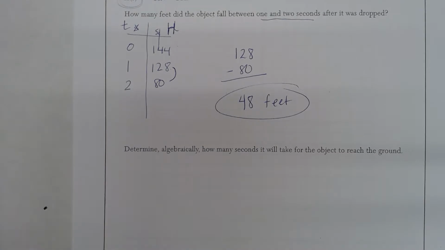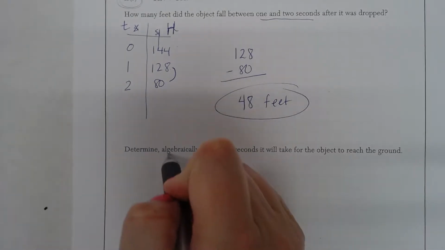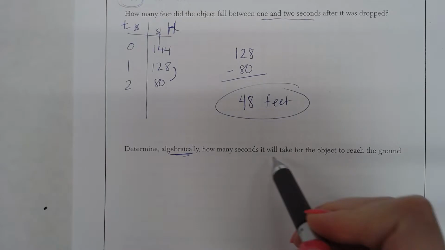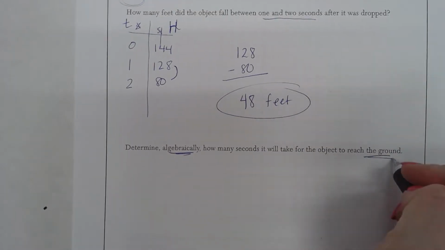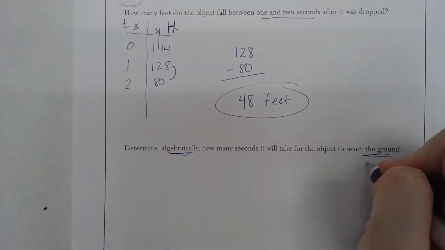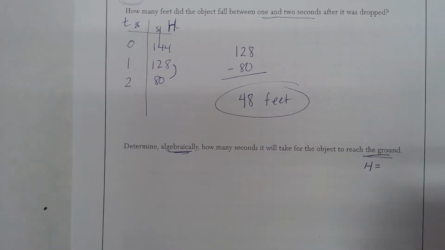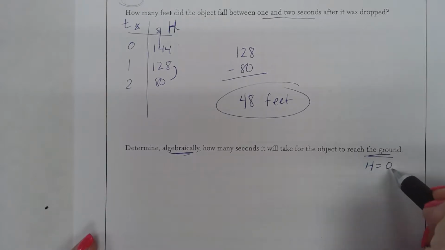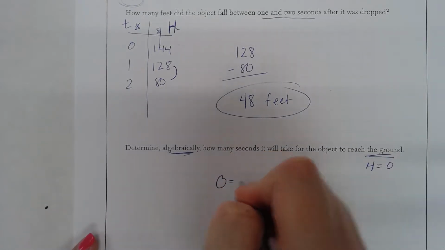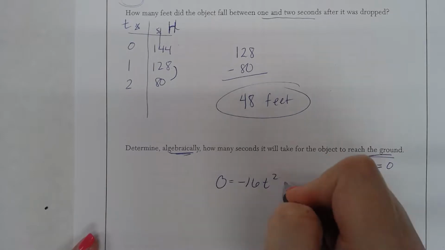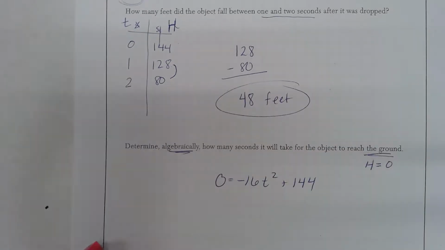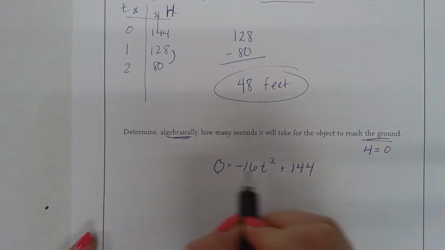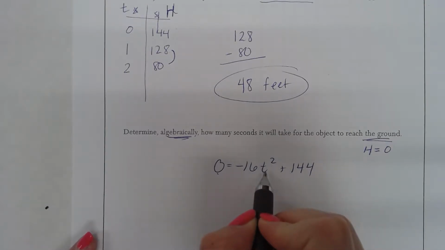The next part, determine algebraically, that means we have to do work, how many seconds it will take for the object to reach the ground. If the object is on the ground, then the height has to be 0 because there's no height to it. So if you look back at the equation on the top, where the h is, I'm going to put in a 0. 0 equals negative 16 t squared plus 144. The height is 0. I have to see how long it will take for that to happen.